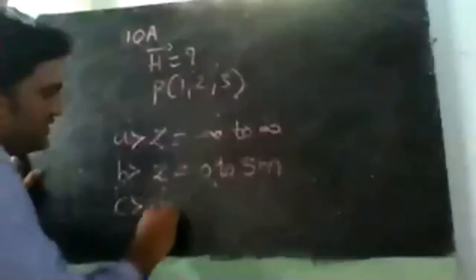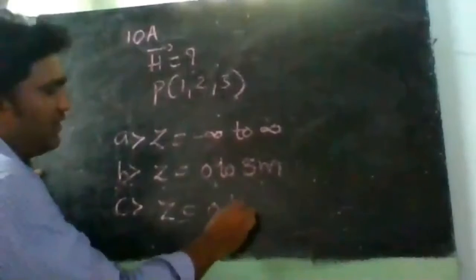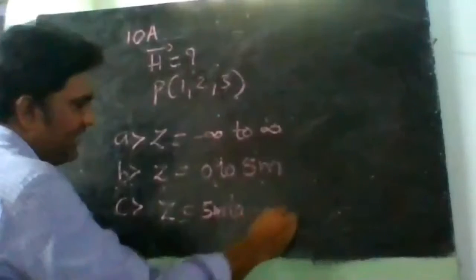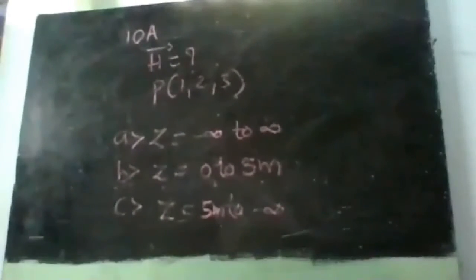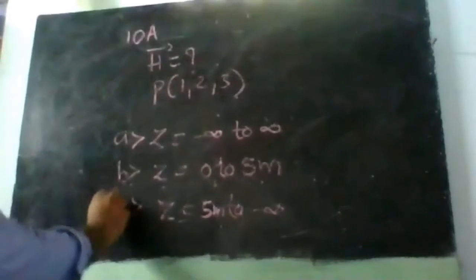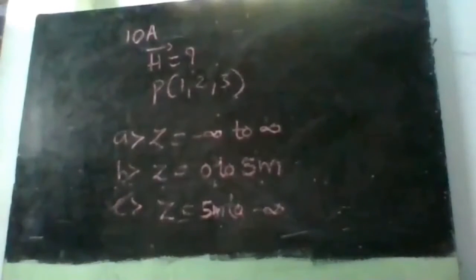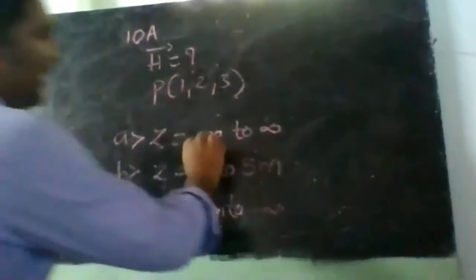C, so this is just to test your knowledge. Let's say C, z is equal to 5 meters to minus infinity. So what is this case C? The case C, 5 meters to minus infinity means, is it a finite conductor or an infinite conductor? It is also an infinite conductor. Remember that this is also infinite conductor.